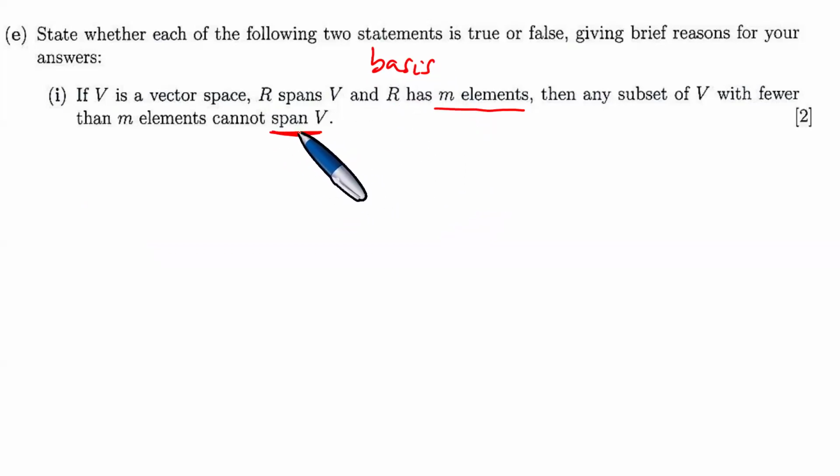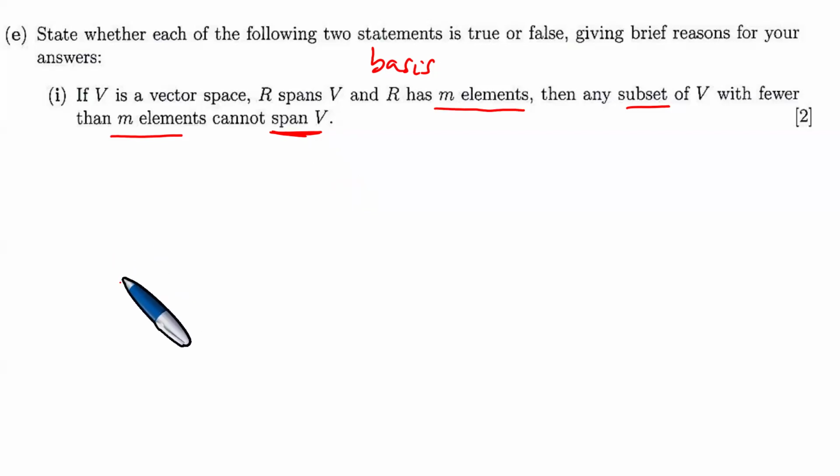Span can have any elements, but bases have fixed numbers of elements. So if you then say any subset of V with fewer than M elements cannot span V. Right, so obviously, a subset of V with fewer than M elements can span V.